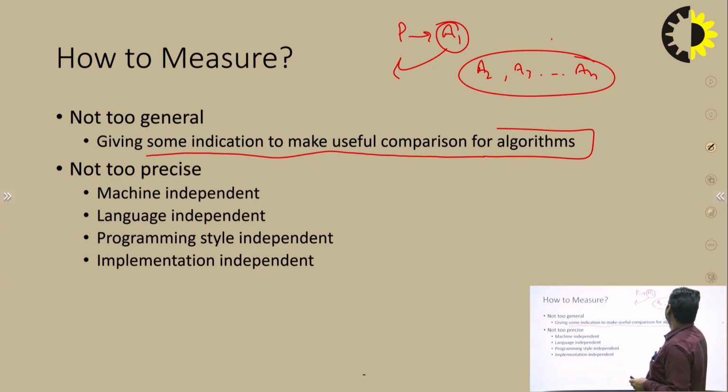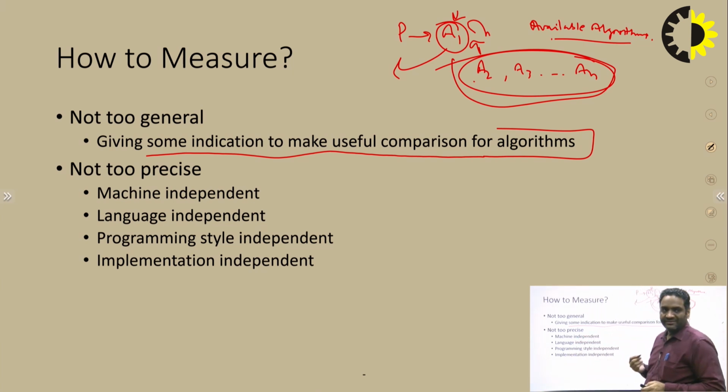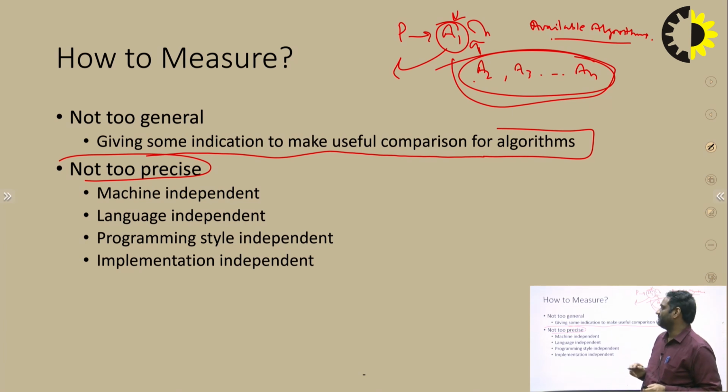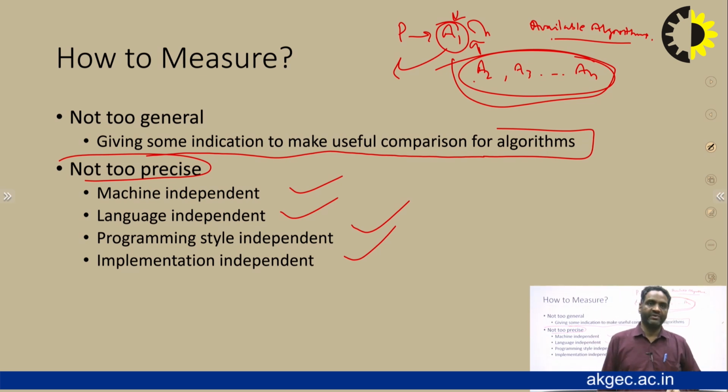So we are analyzing our algorithm with respect to these available algorithms, or we can say this is how we measure our algorithm as far as our analysis is concerned. So these are not too precise, these are the things through which we can measure. The first thing is machine independent, second language independent, programming style independent, or implementation independent. These are some scenarios through which we measure our newly invented algorithm.